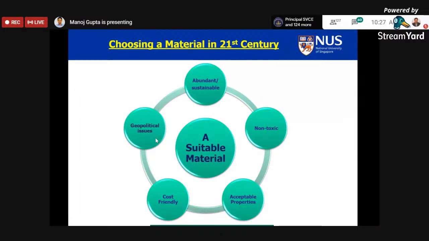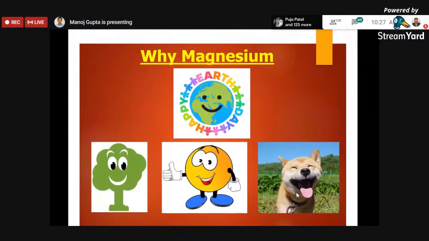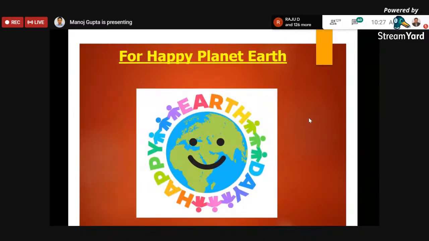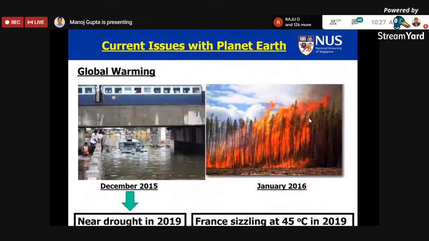So these are some of the factors which we need to consider when we choose a material, and in this, magnesium fits the bill in all these categories. Now, why should we choose magnesium or magnesium-based material? Because they are very useful for making our planet a happy planet, for happy plants, for happy humans, and for the happy animals. Now, how can magnesium make the planet happy?